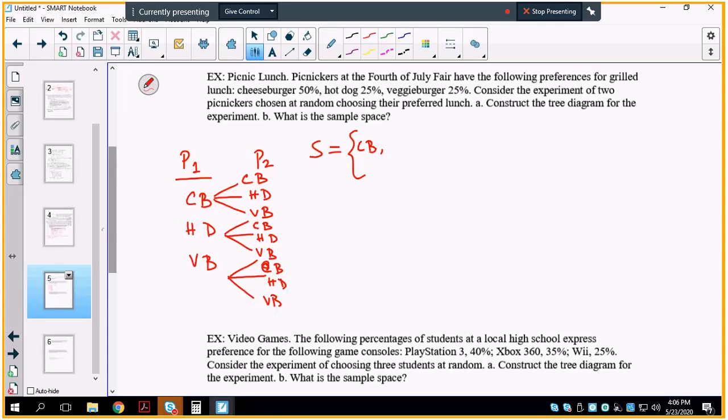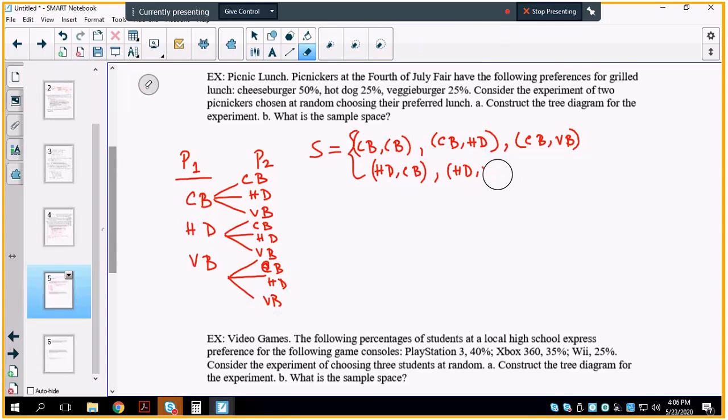cheeseburger, cheeseburger; cheeseburger, hot dog; cheeseburger, veggie burger. That's when the first picnicker has chosen cheeseburger. You can also do hot dog, cheeseburger; hot dog, hot dog; and hot dog, veggie burger.